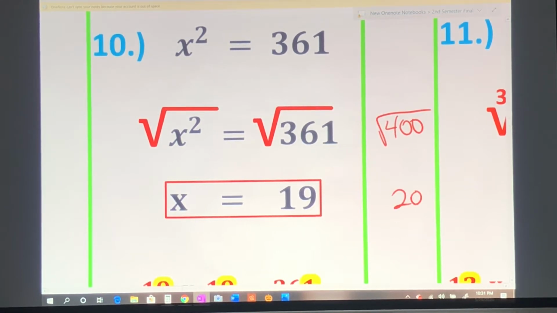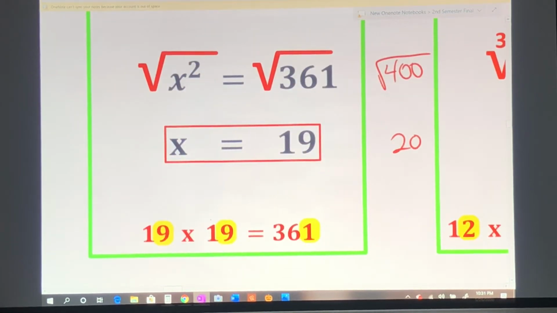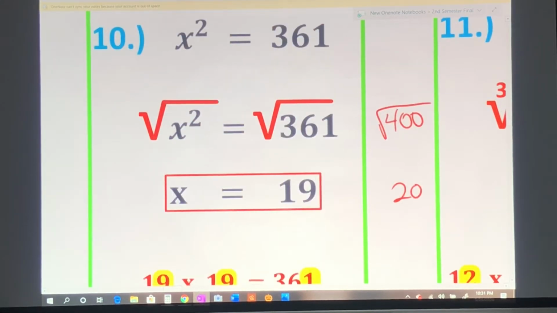Remember I said if you squared 19, 9 times 9 ends in 1, and this number ends in 1. I'd probably try 19 and see what happens, and work my way down if it didn't work. Hopefully it's a whole number, and it is. So if you squared 19, that's your answer, 19, because 9 times 9 ends in 1. That's a shortcut.